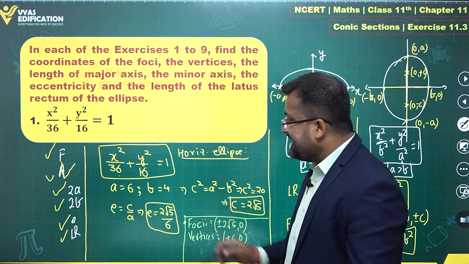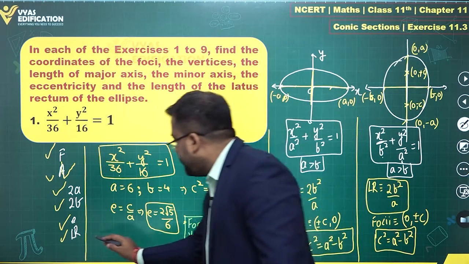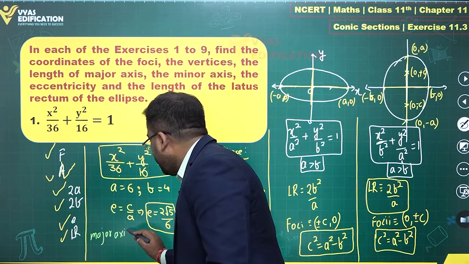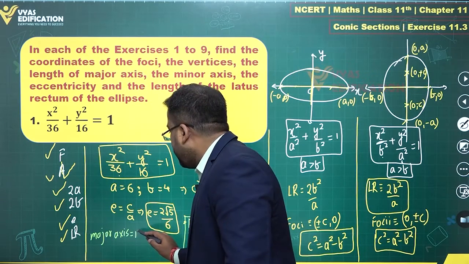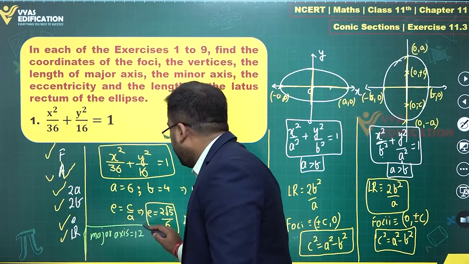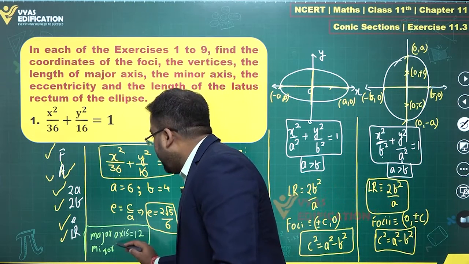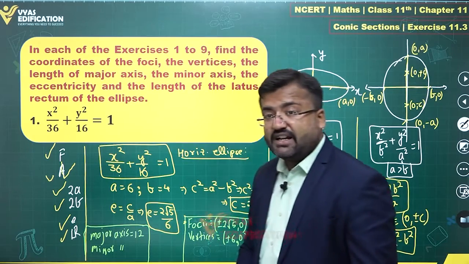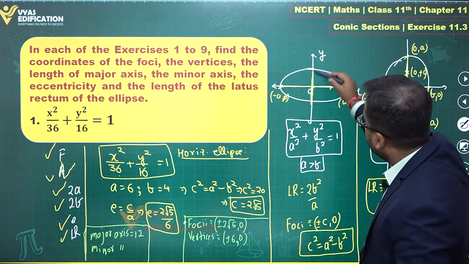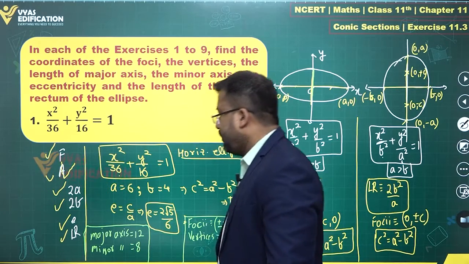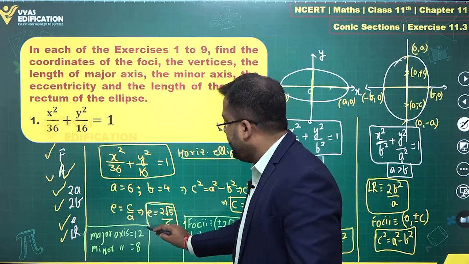Next, major axis. The major axis, which is 2a, will be equal to 12. Okay, what about the minor axis? Minor axis will be 2b. This length over here, this is 2b, and that will be equal to 8. Okay, eccentricity, we have already found the eccentricity.